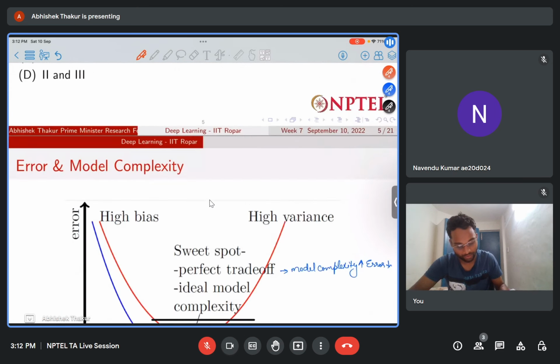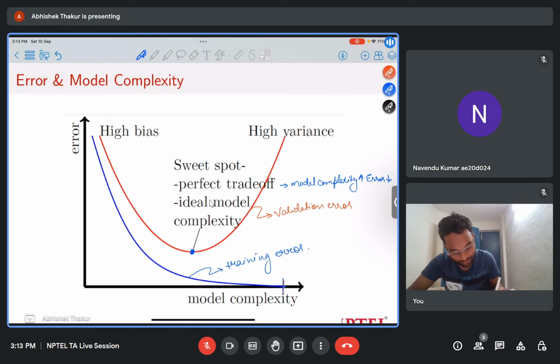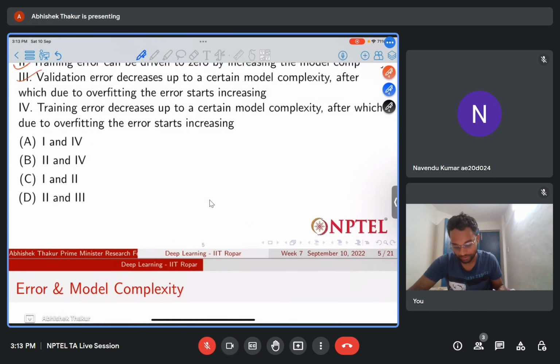Here you can see this is the curve of validation error, and this blue curve is for the training error. In this curve we can see that the validation error first decreases up to a certain level of model complexity, and after that it increases. From this point, it started increasing. So option 3 is correct.